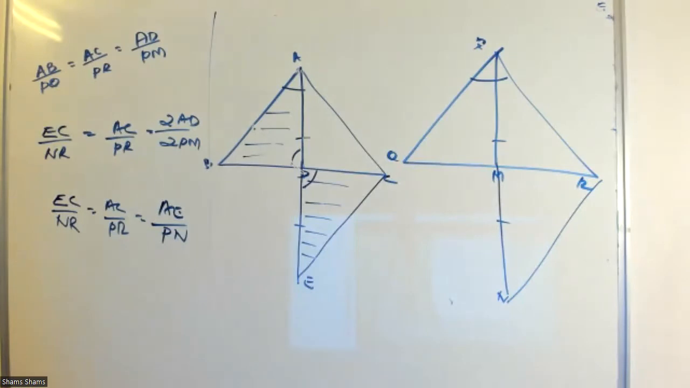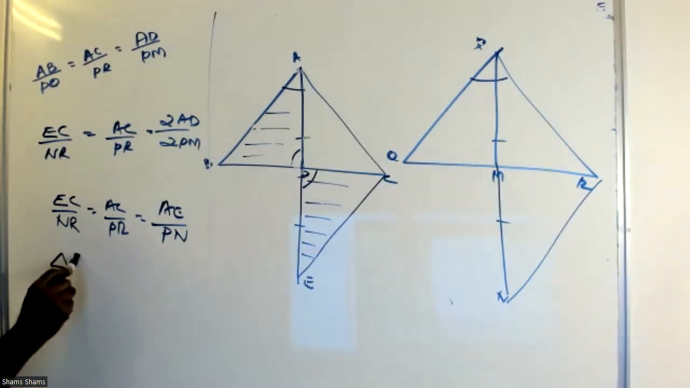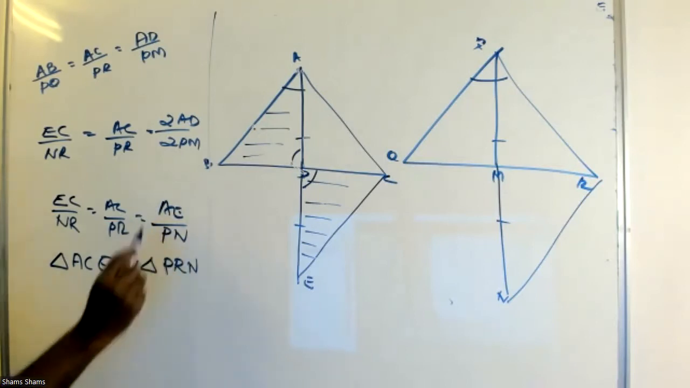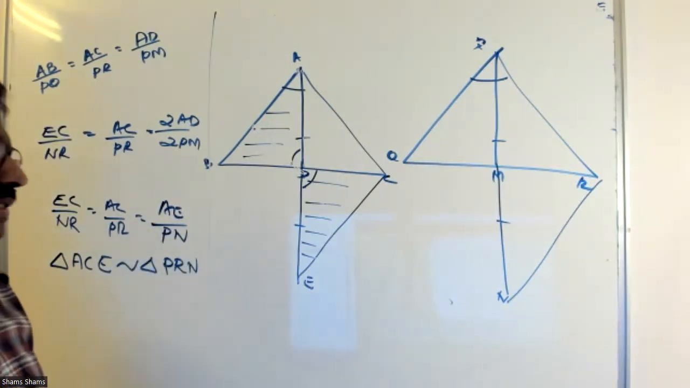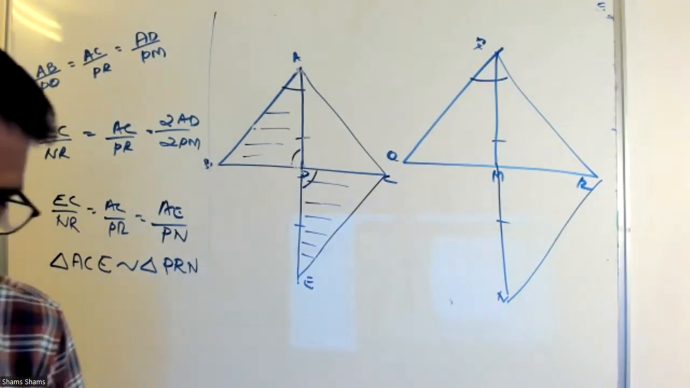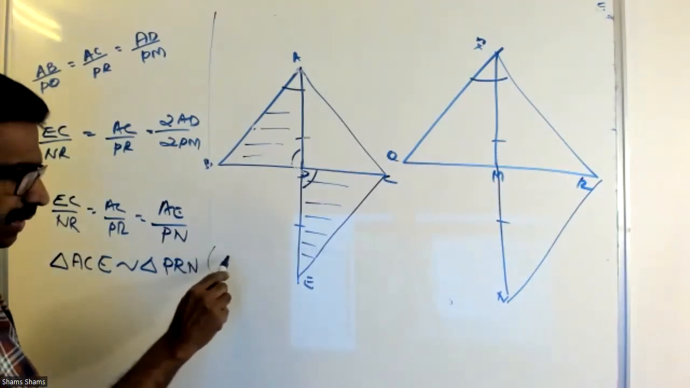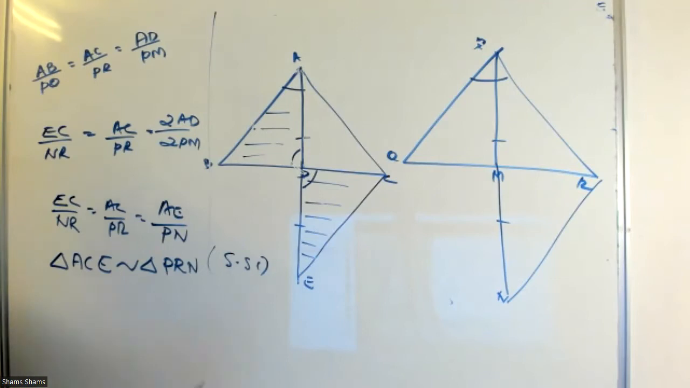Sir, triangle ACE and triangle PRN are similar by SSS similarity. Yes, okay, right. Therefore, triangle ACE similar to triangle PRN. Reason what? SSS similarity. Okay.